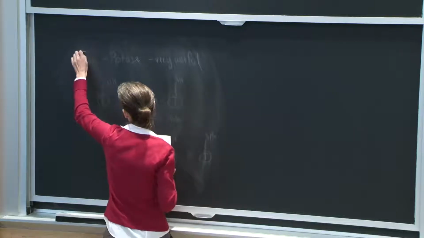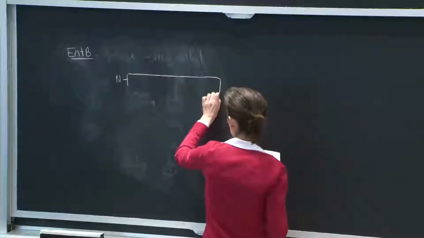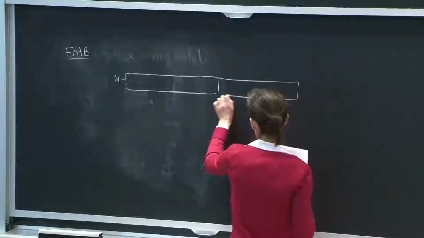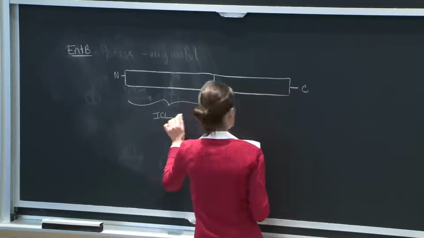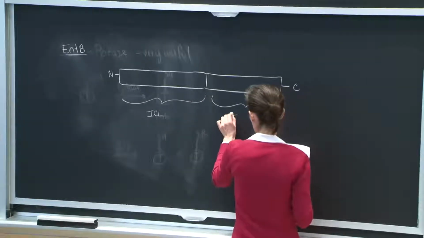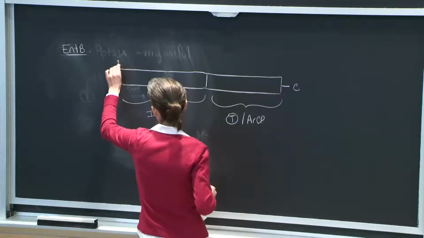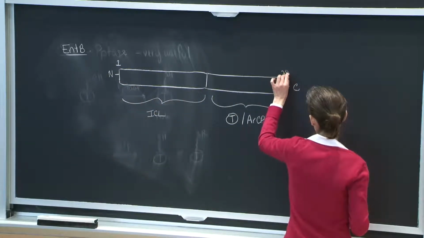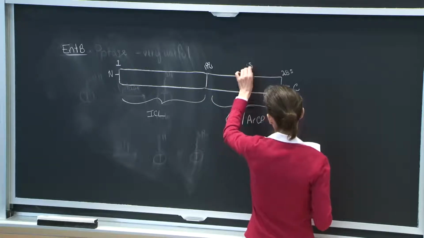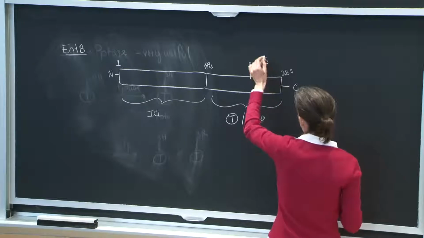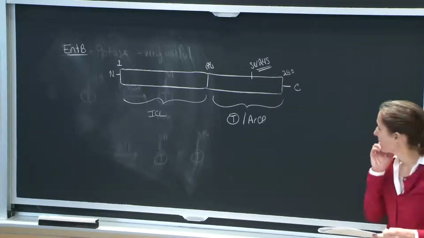So if we just think about NB for a minute. So we have the N-terminal domain, we have the C-terminal domain here. Here's the ICL domain. Okay, here's the T domain, aryl carrier protein here. So we have amino acid 1, 285 here. This is 188, so not quite drawn to scale. So we have serine 245 around here, which is the serine of interest for post-translational modification with the PPANT arm, okay?